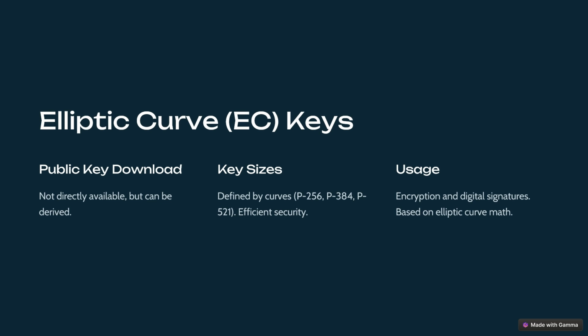EC keys in Azure Key Vault. Elliptic curve or EC keys do not offer a direct public key download option in Azure Key Vault. However, the public key can still be derived from private keys. EC keys are defined by their curve names such as P256, P384, and P521. They provide equivalent security with shorter key lengths, making them more efficient for encryption and digital signatures.